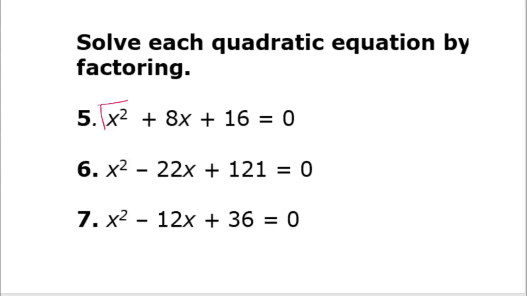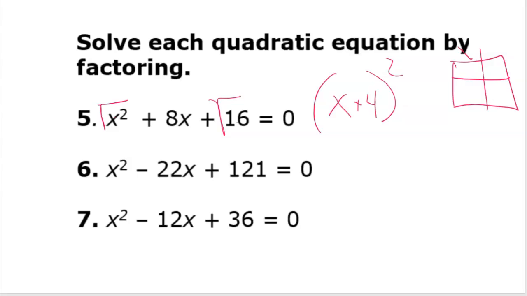There's a, and here's c, but this b term is going to be 2 times the square root of a times the square root of c, right? So the square root of a is x, the square root of c is 4. I wrote a square. Remember that? If we put it in the box, x plus 4, x plus 4: x squared, 4x, 4x, 16. 8x, 16.